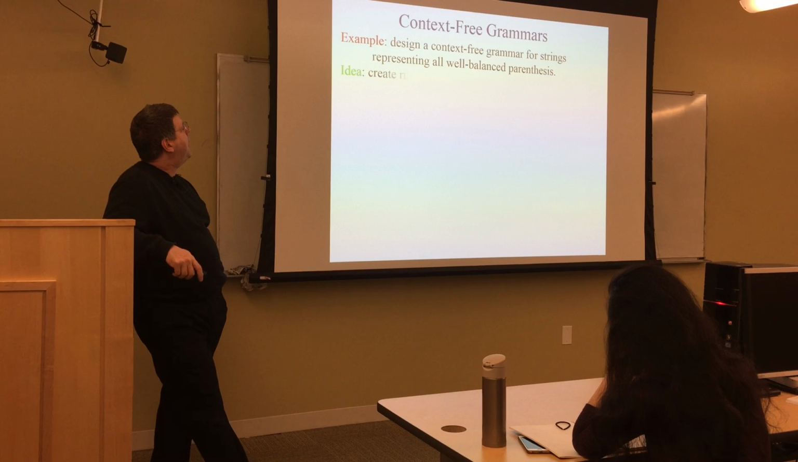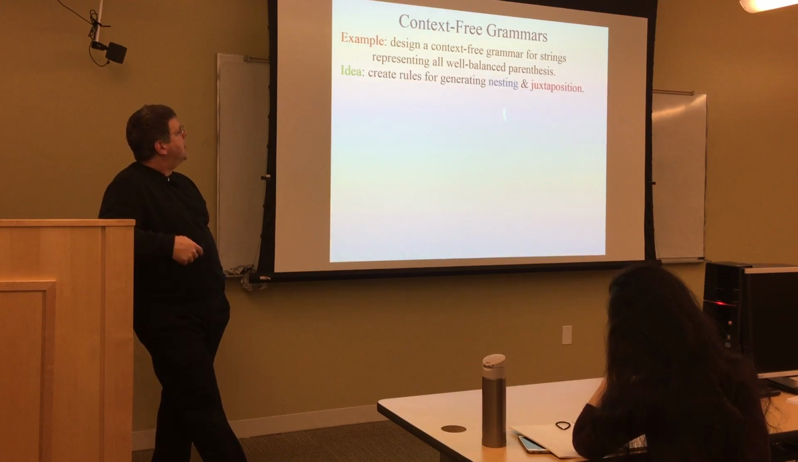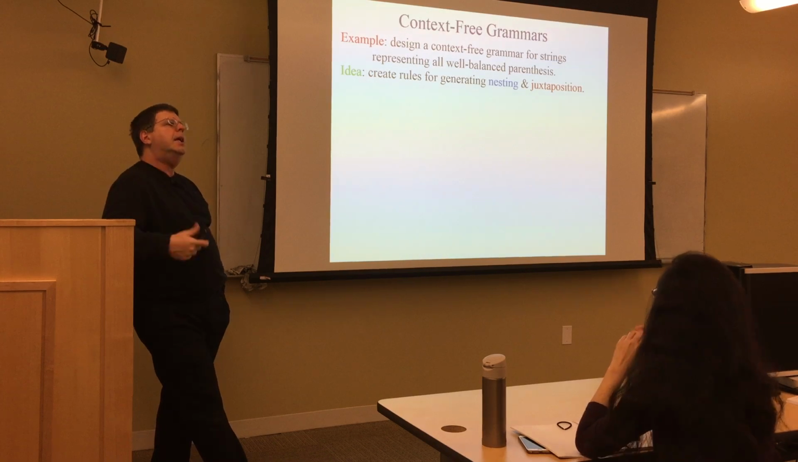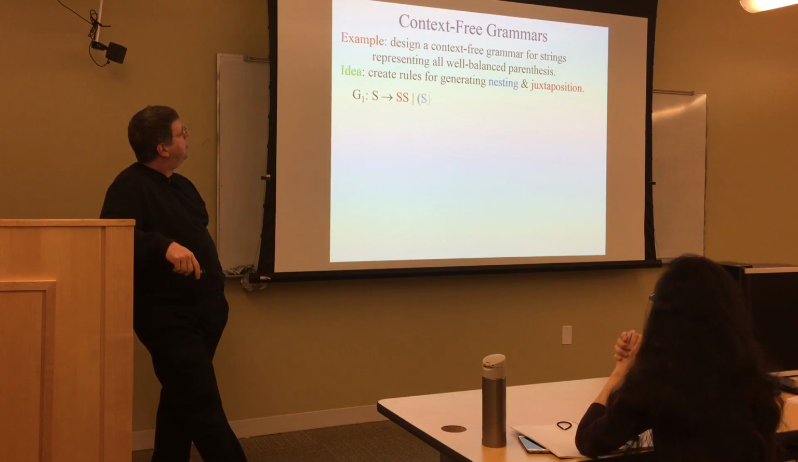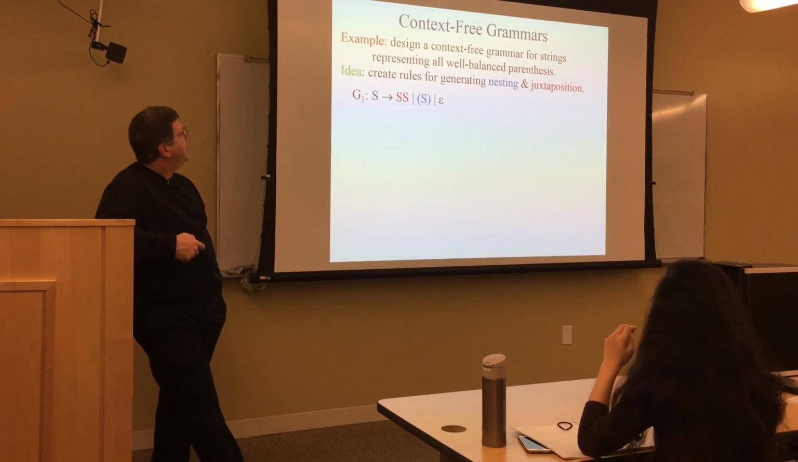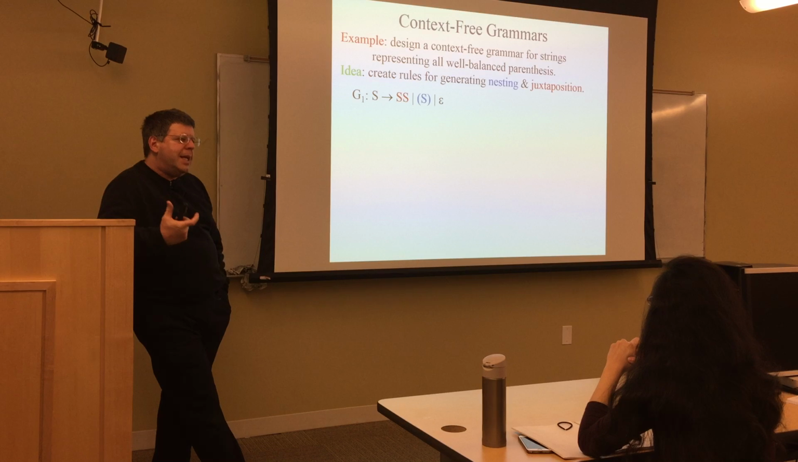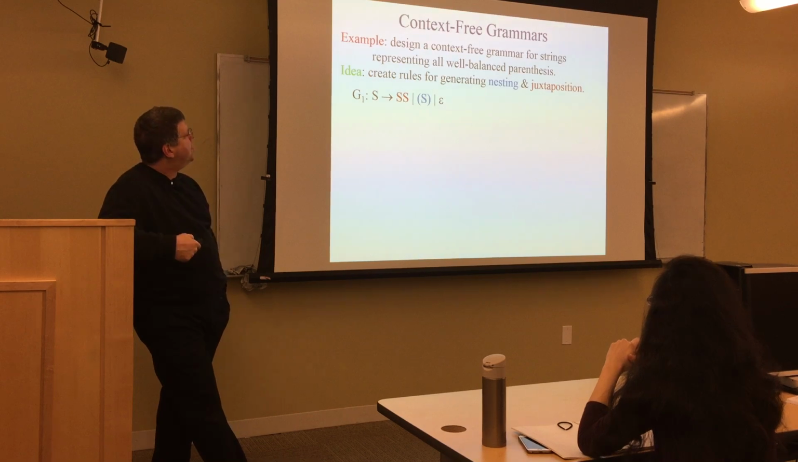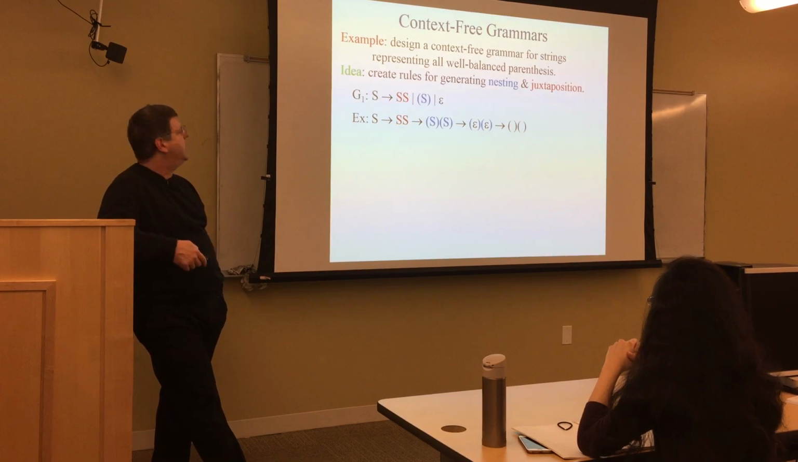So again, you create rules for generating nesting and juxtaposition of parentheses like this. SS, that's kind of a juxtaposition. Parentheses, S parentheses is a nesting rule for parentheses, and of course you gotta terminate somewhere with the epsilon. So this simple grammar here, short though it is, generates all well-formed parentheses.